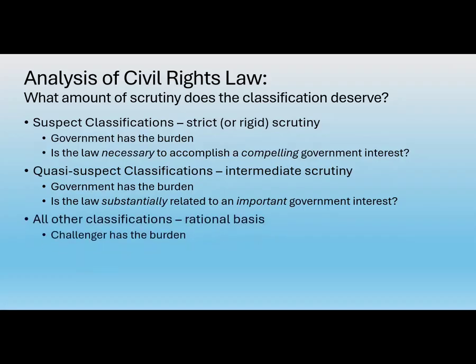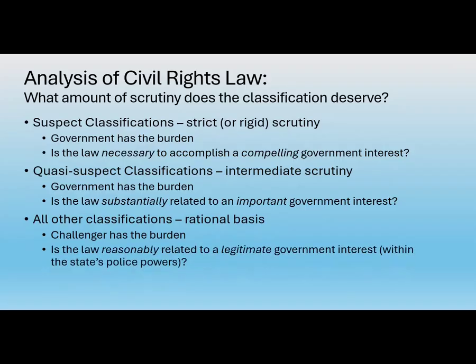And in those situations, the challenger, not the government, the challenger of the law, has the burden of proof and persuasion. The challenger has the burden to show that the law is not reasonably related to a legitimate government interest, to show that it is not within the state's police powers, or that the law is arbitrary. This test usually applies to cases involving age, economic status, and disability, to the extent that they are not also impacting fundamental or individual rights.